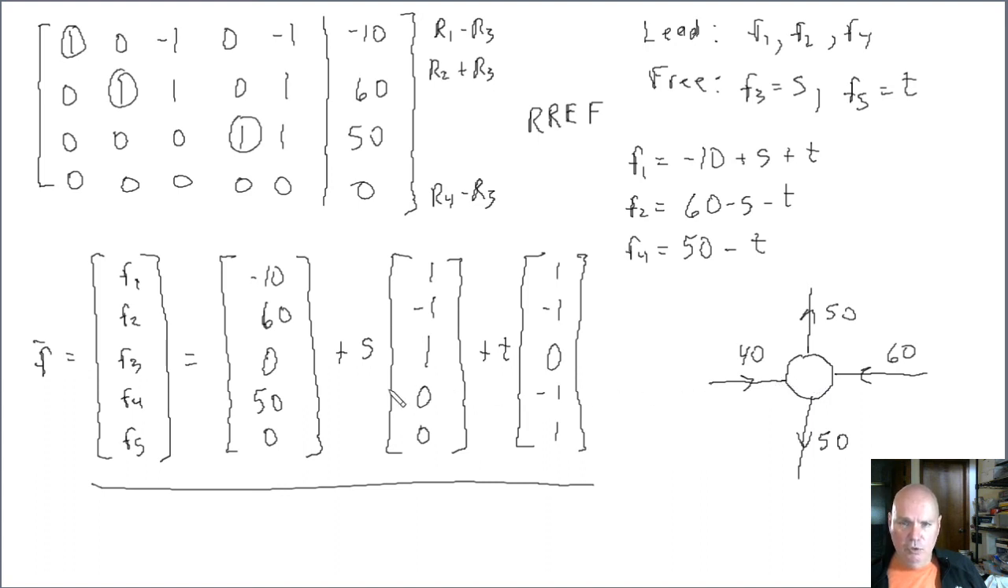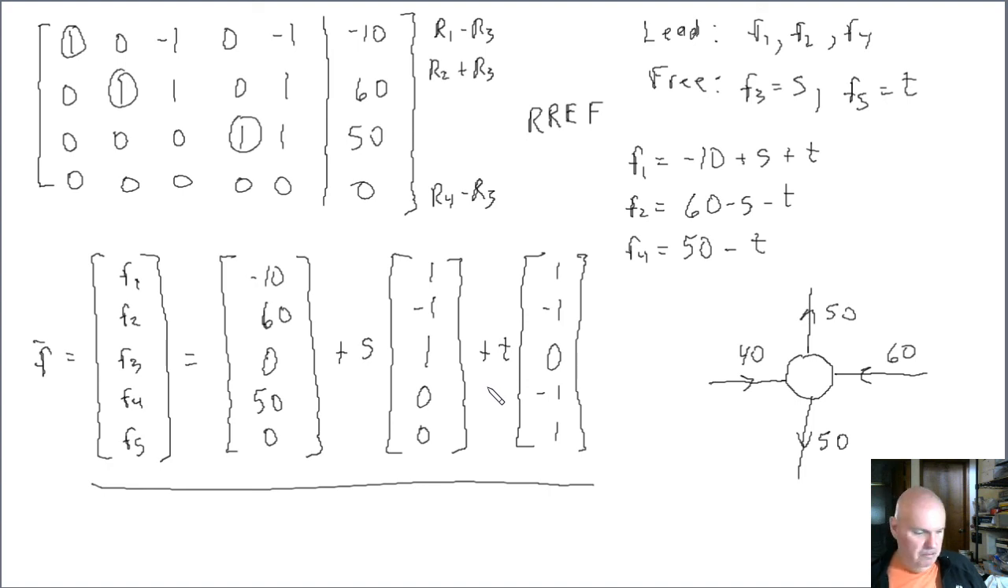Certainly one solution would be with S and T equal to 0: minus 10, 60, 0, 50, and 0, but other solutions are possible. And without additional information restricting the flow in one of the pipes to have a particular value, I can't pin it down. Actually with the 2 parameters, I'd have to know the flow in 2 pipes to come up with the unique solution.